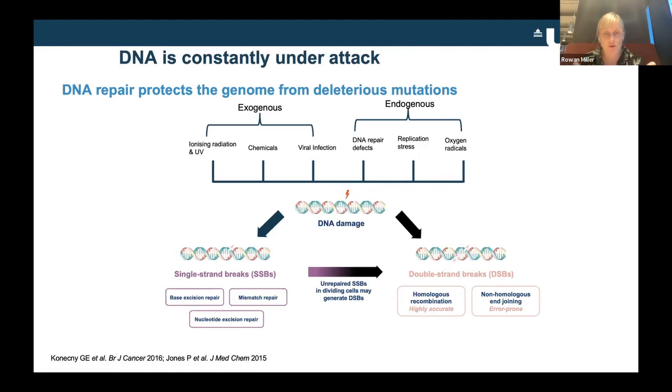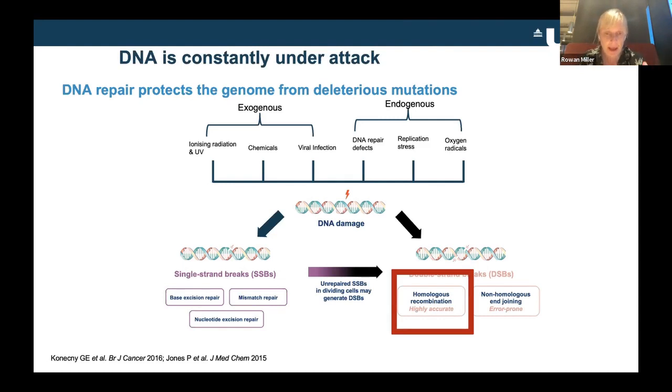But if a cell fails to repair the single strand break at the time of cell division, that will then become a double strand break, or you can get de novo double strand breaks. And this is much harder to repair, but over time we've evolved to have 2 types of double strand repair: homologous recombination, which is highly accurate, and non-homologous end joining, which is a bit more error prone. And when we're talking about homologous recombination deficiency, or HRD, this is the pathway that's defective.